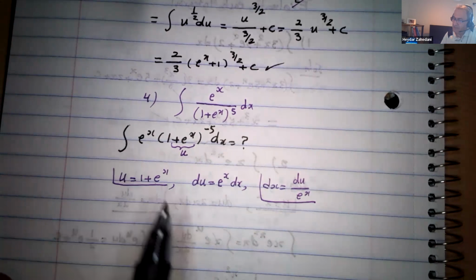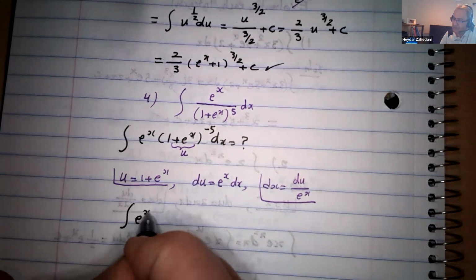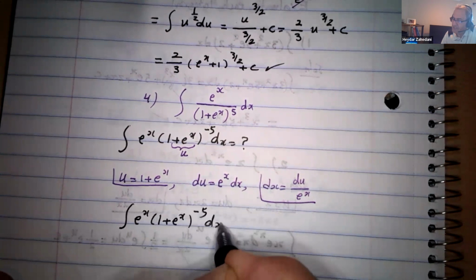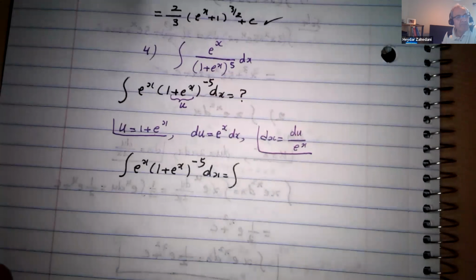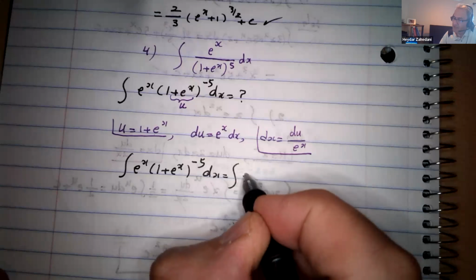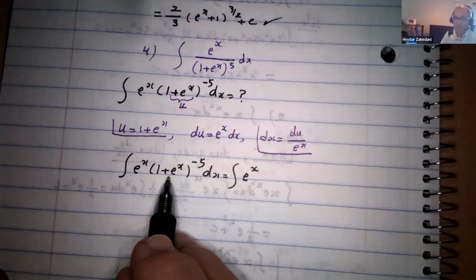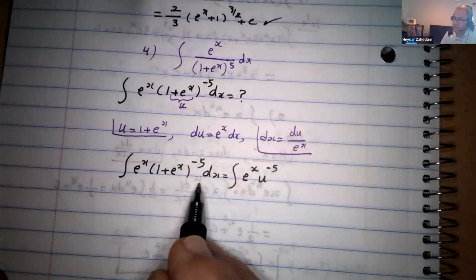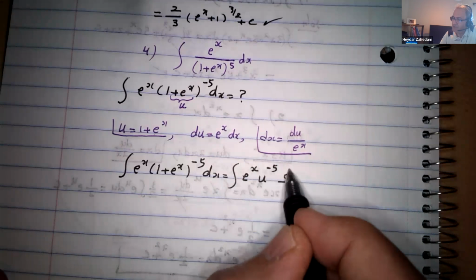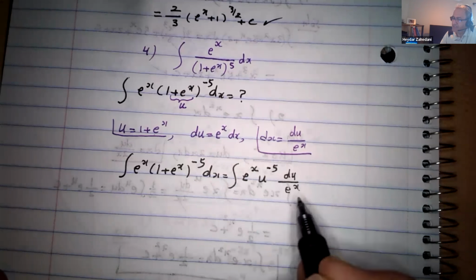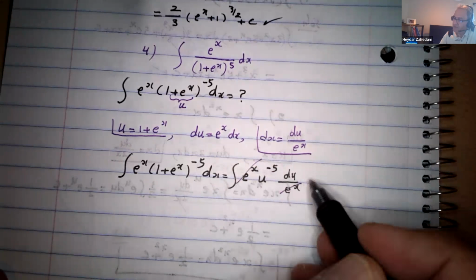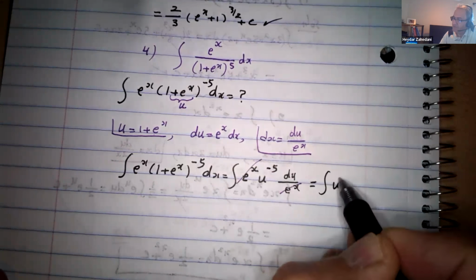Okay, so take it here. The integral of e to the x, 1 plus e to the x to the negative 5, dx is equal to, you don't have anything left for e to the x, don't worry. 1 plus e to the x is u, so that can be u to the negative 5. And the dx is simply du over e to the x. Now e to the x and e to the x cancel out. So that gives you what? That gives you the integral of u to the negative 5 du.